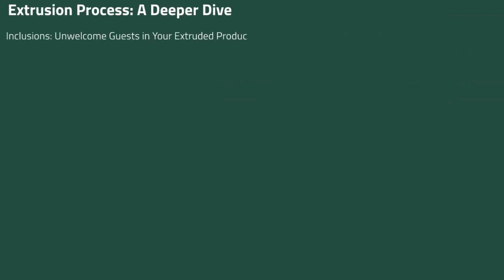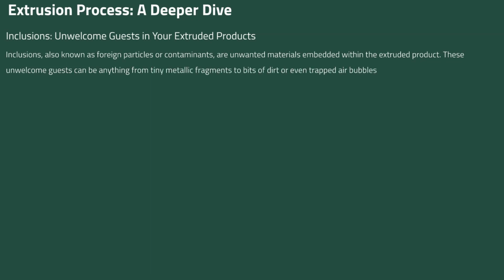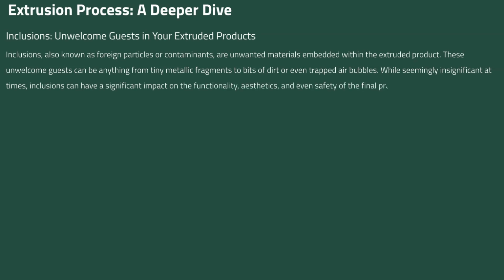Inclusions. Unwelcome guests in your extruded products. Inclusions, also known as foreign particles or contaminants, are unwanted materials embedded within the extruded product. These unwelcome guests can be anything from tiny metallic fragments to bits of dirt or even trapped air bubbles. While seemingly insignificant at times, inclusions can have a significant impact on the functionality, aesthetics, and even safety of the final product.